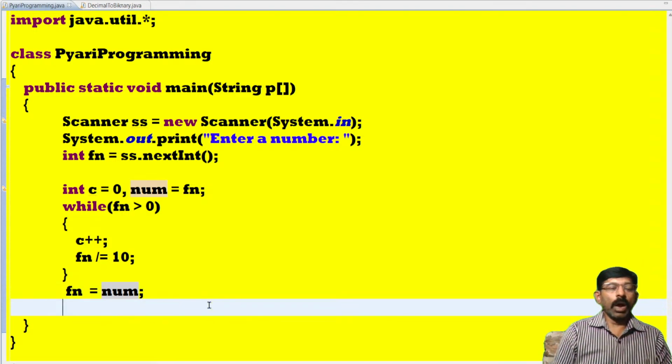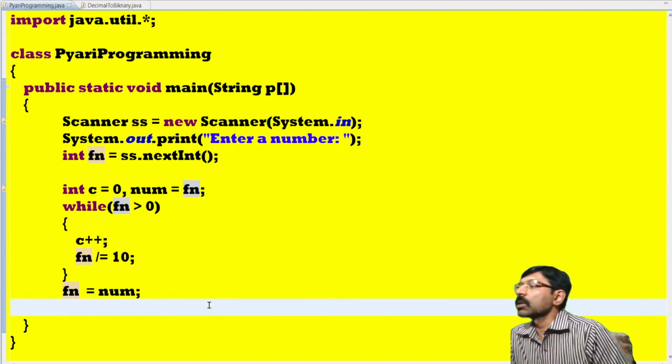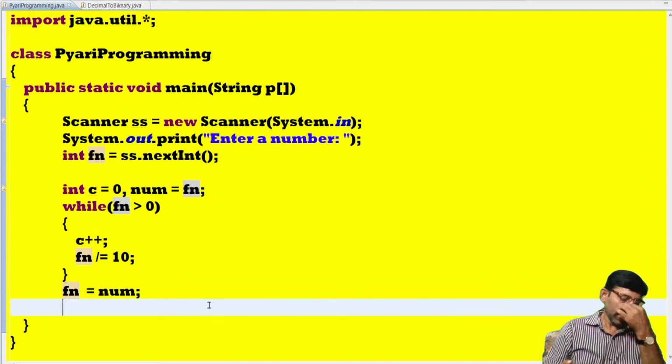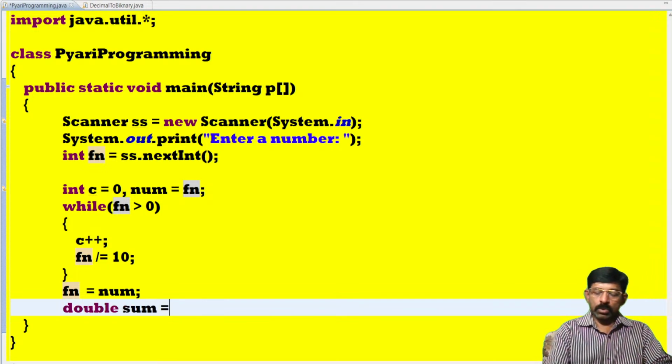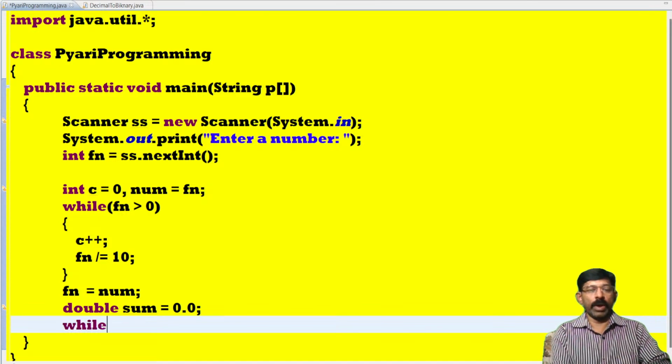Okay. Now after this, I need to calculate the sum. No problem, Subhasmita. If you have taken INT, you can explicitly typecast it inside this. Okay, so let's start again. If you are taking double, sum is equal to 0.0. Okay, got it.